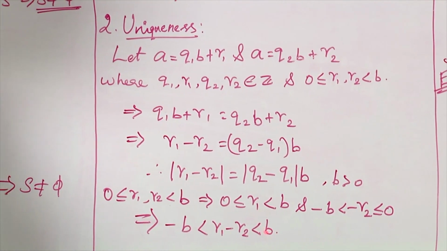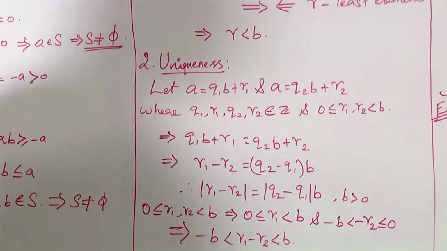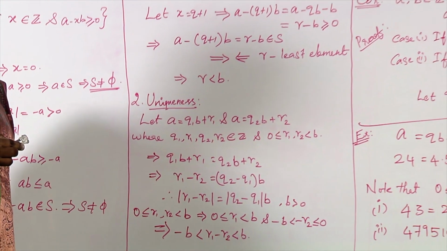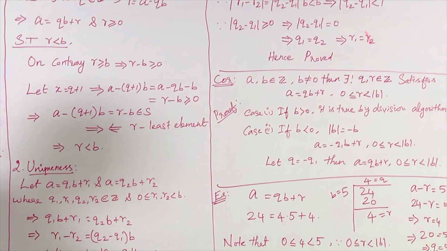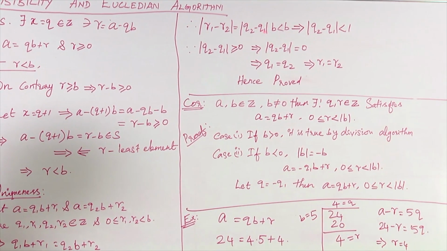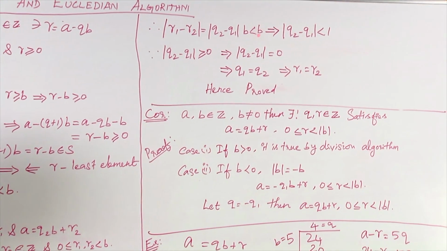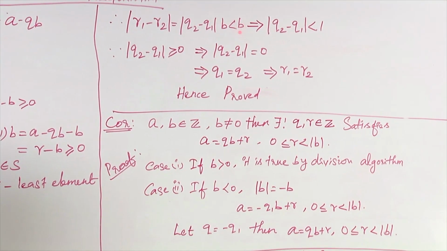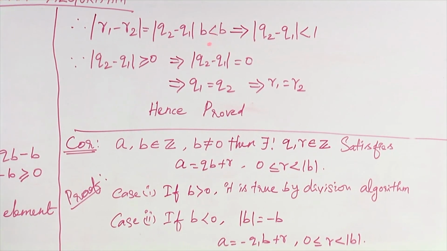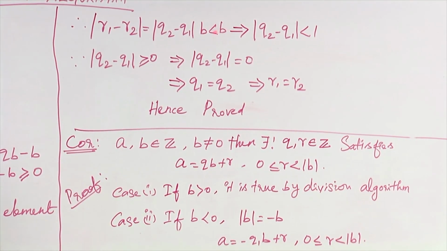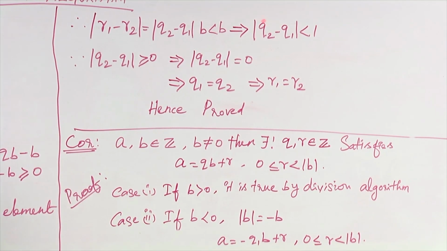Therefore, if you take the modulus of it, the modulus of R1 - R2 is equivalent to the modulus of (Q2 - Q1) multiplied by B, and that will be less than B, because we are multiplying a positive number with B, and this quantity will definitely be less than B. That implies that the modulus of Q2 - Q1 will be less than 1.